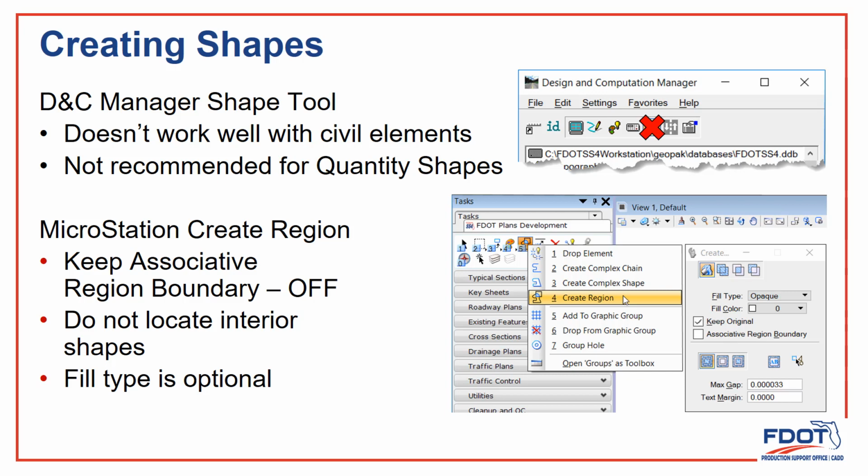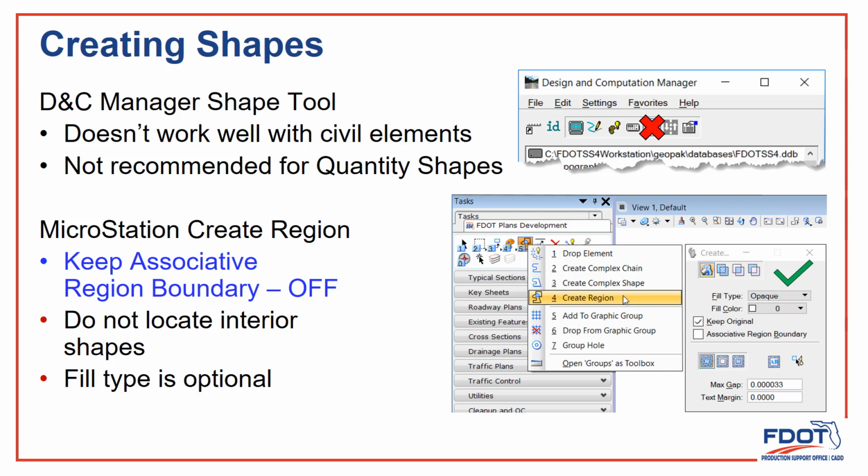We do need to create our shapes with the D&C attributes, though, so we recommend the use of the MicroStation Create Region tool with the selected D&C item active and Place Influence checked on. Within the Create Region tool, it is very important to keep the associative region boundary unchecked, or D&C will not recognize the shape to calculate.